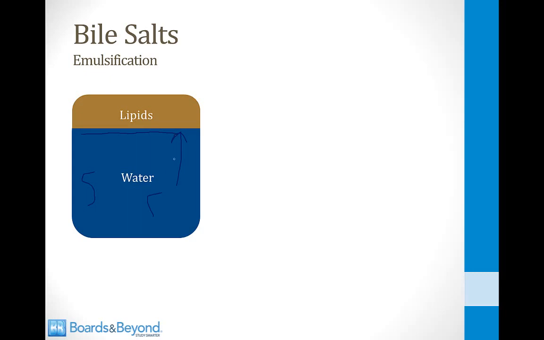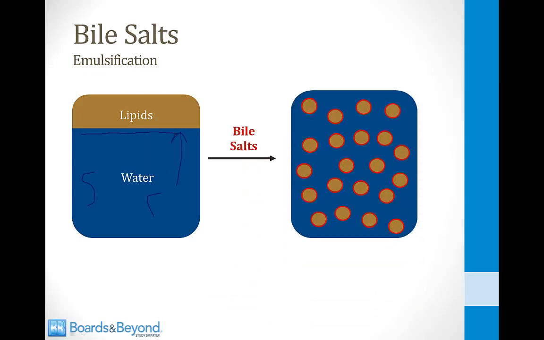and as a result, fat digestion would be very inefficient. Luckily, we have bile salts, and what bile salts do is they emulsify the lipids, which means they suspend them in the water, and they do this by surrounding lipid particles and dissolving them in water. This makes much more surface area in which for pancreatic lipase to work, and it helps to aid in digestion.